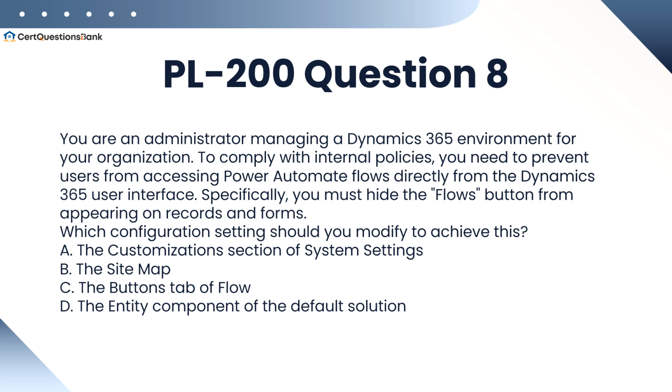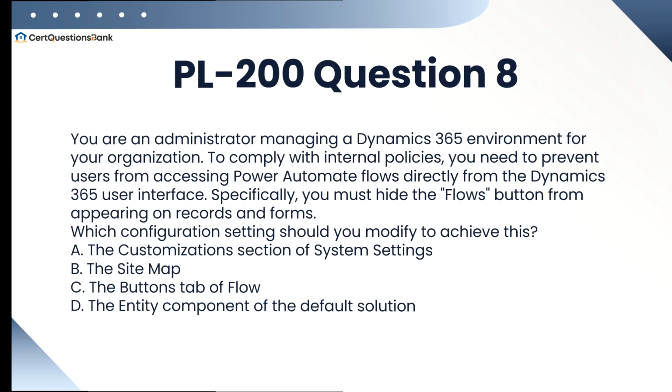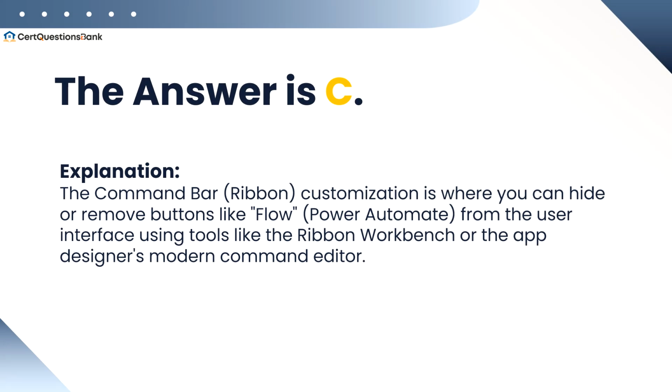A. The Customization section of System Settings. B. The Site Map. C. The Buttons tab of Flow. D. The Entity component of the default solution. The answer is C. The command bar, ribbon customization is where you can hide or remove buttons like Flow, Power Automate from the user interface using tools like the Ribbon Workbench or the App Designer's modern command editor.